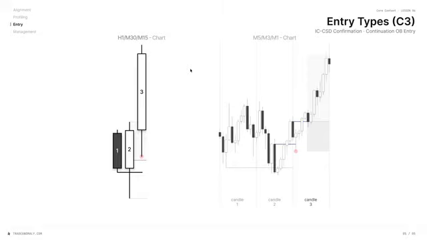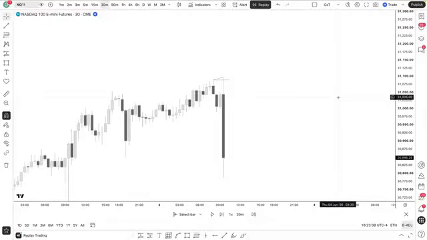Whereas change state delivery, there's more confirmation, but you could get left behind. Now we are going to be covering entry types. So there is a lot of different ways you can enter the market.